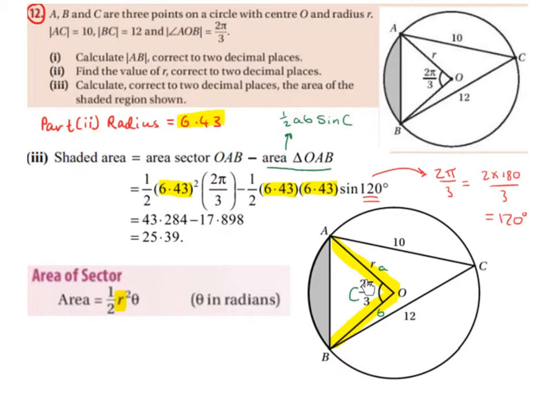But we're going to rewrite that in degrees. So 2 pi over 3 becomes 2 times 180 over 3, which is 120 degrees. So it's going to be sine of 120 degrees. The a is one radius, the b is the other radius, and both of them are 6.43, which again we got from part 2. So we get a half times 6.43 times 6.43 times sine of 120 degrees. That gives us 43.284 minus 17.898, and that gives us 25.39. So the area of the shaded part is 25.39 units squared.